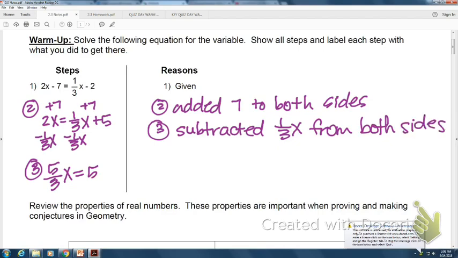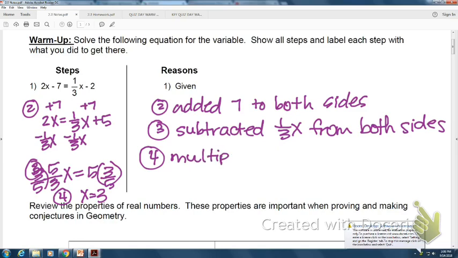Now what? Multiply by 3/5 or divide by 5/3. If we multiply by 3/5, so step 4, what are we left with? X equals 3. So in step 4, we multiplied both sides by 3/5.